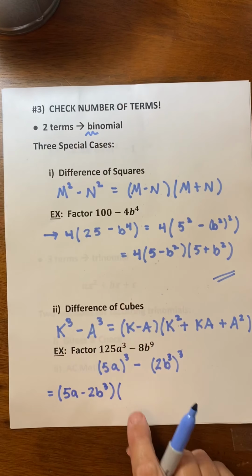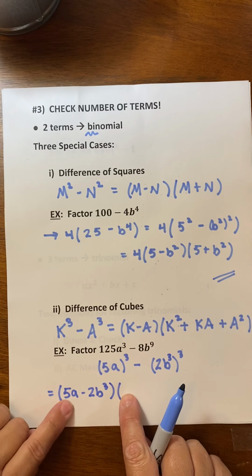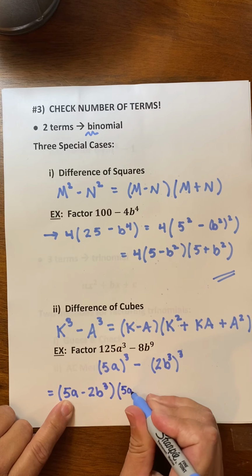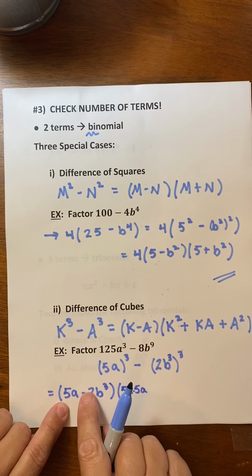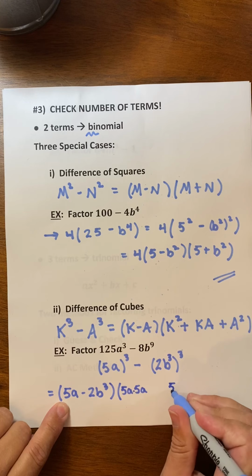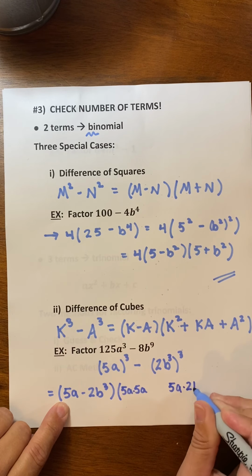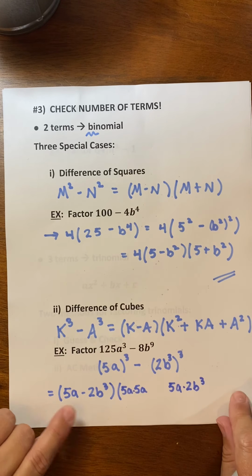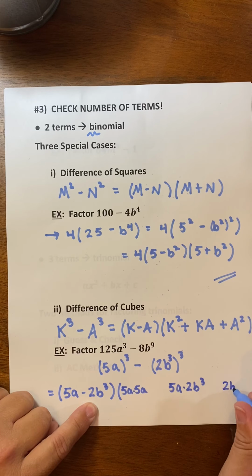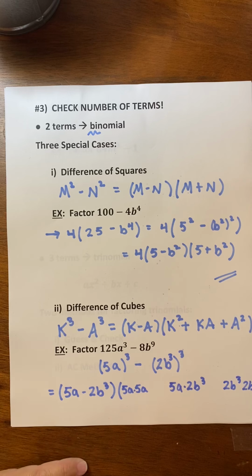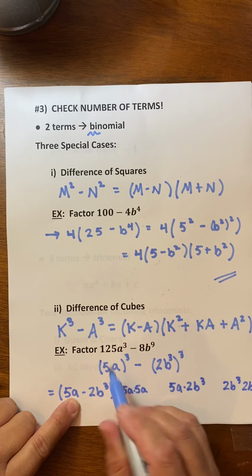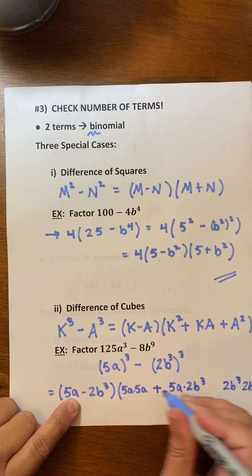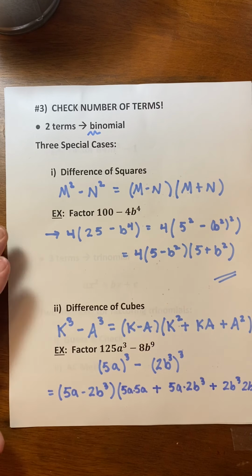Right? And then what's going to go here is 5a times 5a, and if you're comfortable just calling it 25a squared. What's going to go in the middle? Now don't worry about the signs. What's going to go in the middle is 5a times 2b cubed. And then what's going to go on the end is 2b cubed times 2b cubed. Negative, same sign as what we started with. We switch it to addition. We end with addition. And now let's just clean it up.